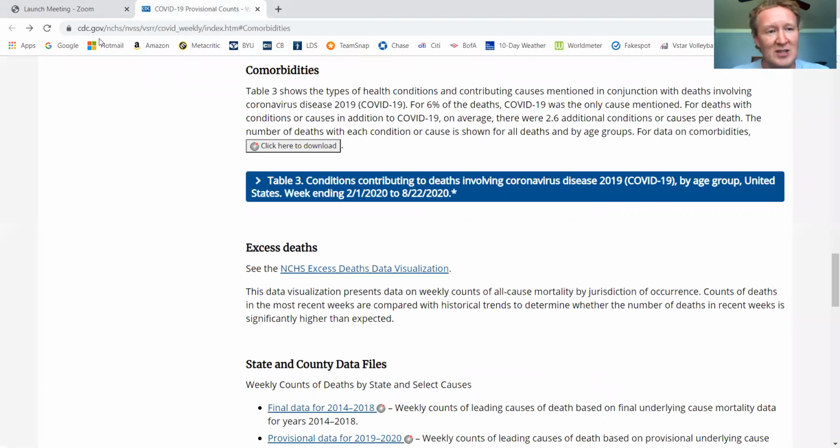As you can see, this is cdc.gov. It'll take you to this site here if you want to go get this data. And there's something called comorbidities, which is the information that's there. The interesting thing is they give you a summary that says for 6% of deaths, COVID-19 was the only cause mentioned. And they say on average there are about 2.6 additional conditions or causes per death.